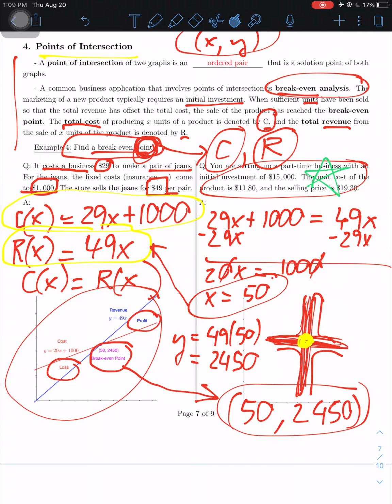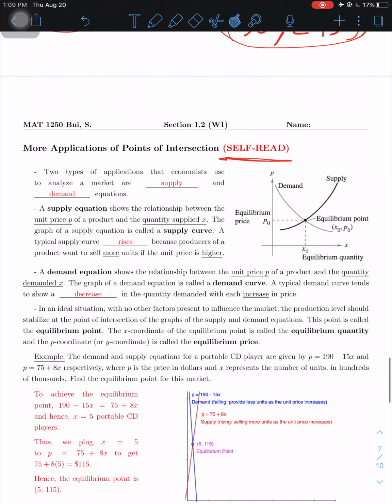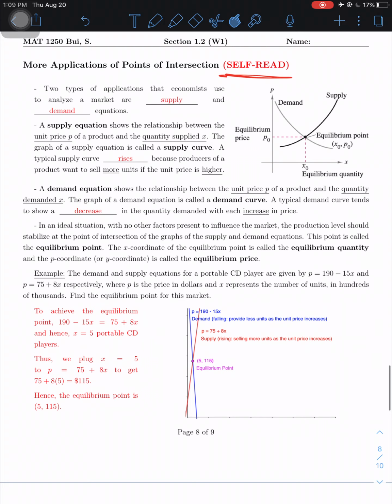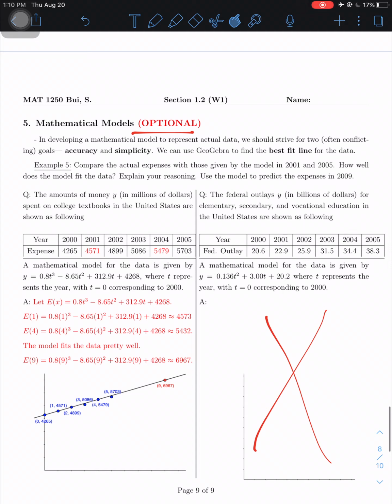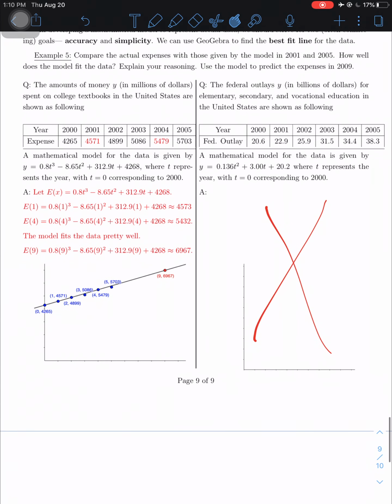Like I said before, this page is just for self-reading if you're interested in equilibrium price or other analysis in the business field. And the last page is just mathematical models if you want to read more about business. Okay, so that's it for 1.2.